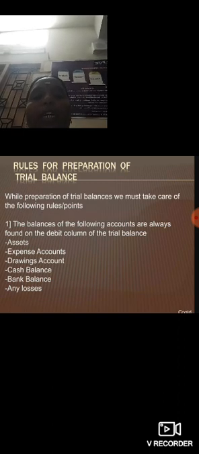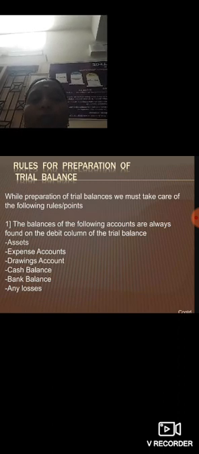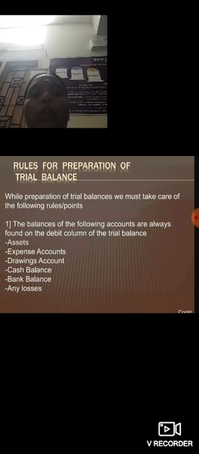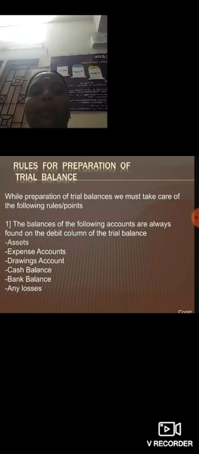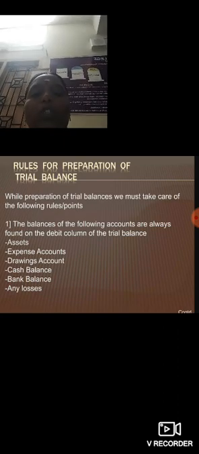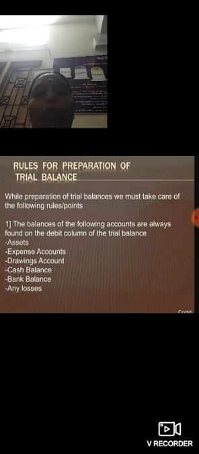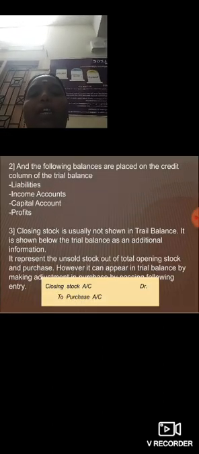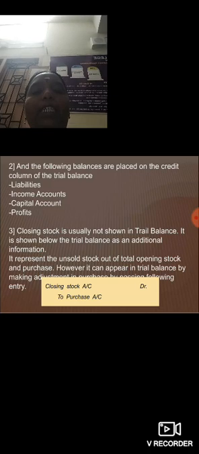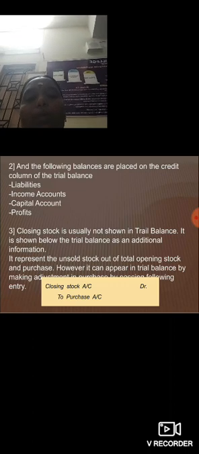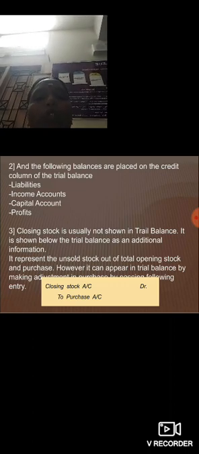For preparing a trial balance there are certain rules. Let us see what those rules are. All the debit balances should be entered in the debit column, which I have already told you. The items entered in the debit column are all the assets, expenses, drawing account, cash and bank balance. If there is any loss, it should be entered in the debit column. And in the credit column go all your liabilities, income accounts, capital and profits. So these 4 items will be entered in the credit column. Usually we will not enter the closing stock in the trial balance.